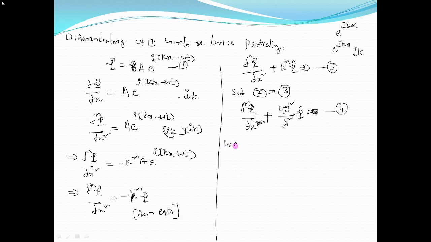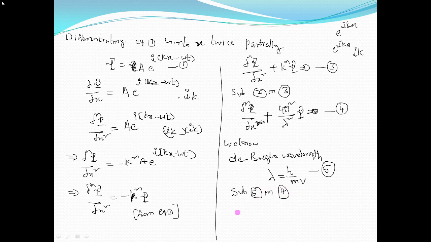Now, we know de Broglie's wavelength, lambda is equal to h by mv. We know de Broglie's wavelength is lambda is equal to h by mv. This is equation number 5. So, in place of this lambda, I will substitute this. So, what shall I write? Substituting 5 in 4.